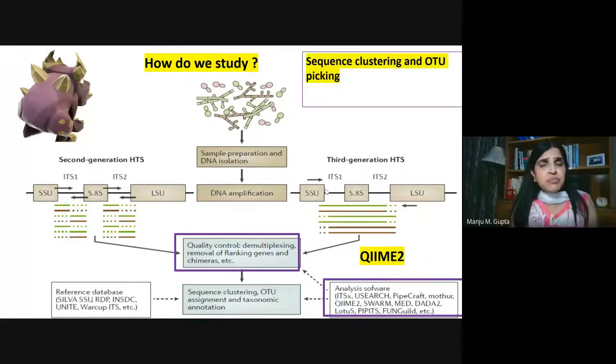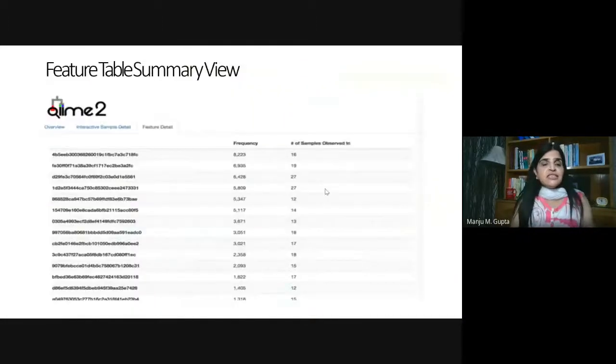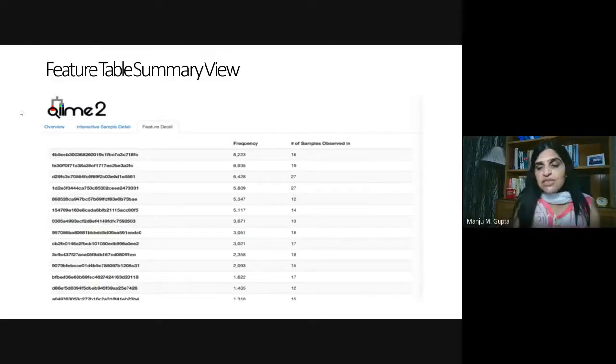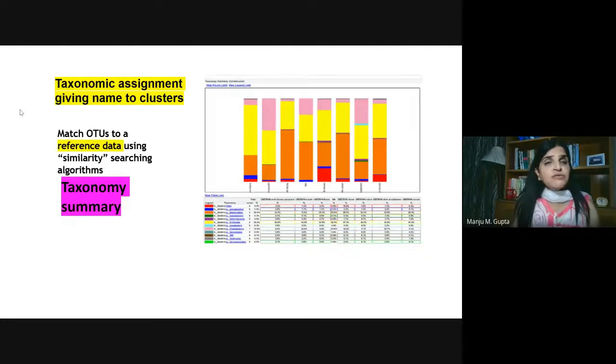So the next step is sequence clustering and OTU picking, meaning whatever millions of sequences we had, we'll cluster them with an algorithm and we will get something like this. So you had many sequences, and it will tell you this sequence appears 8,200 times in 16 samples. This gives you all the quantitative data and develops a feature table, meaning it categorizes your sequences based on the features. And what do you do after this?